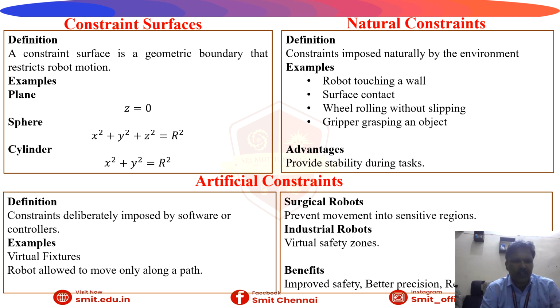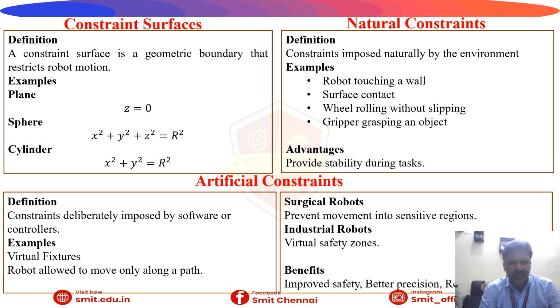Then constraint surfaces. A constraint surface is a geometrical boundary that resists robot motion, based on natural constraints imposed naturally by the environment. Examples: a robot touching a wall, surface contact, a wheel rolling without any slipping, a gripper grasping an object. These are for sphere and cylinder; the equations are mentioned. Sphere, everybody knows: x square plus y square plus z square equal to r square. Cylinder: x square plus y square equal to r square. Plane: z equal to 0.